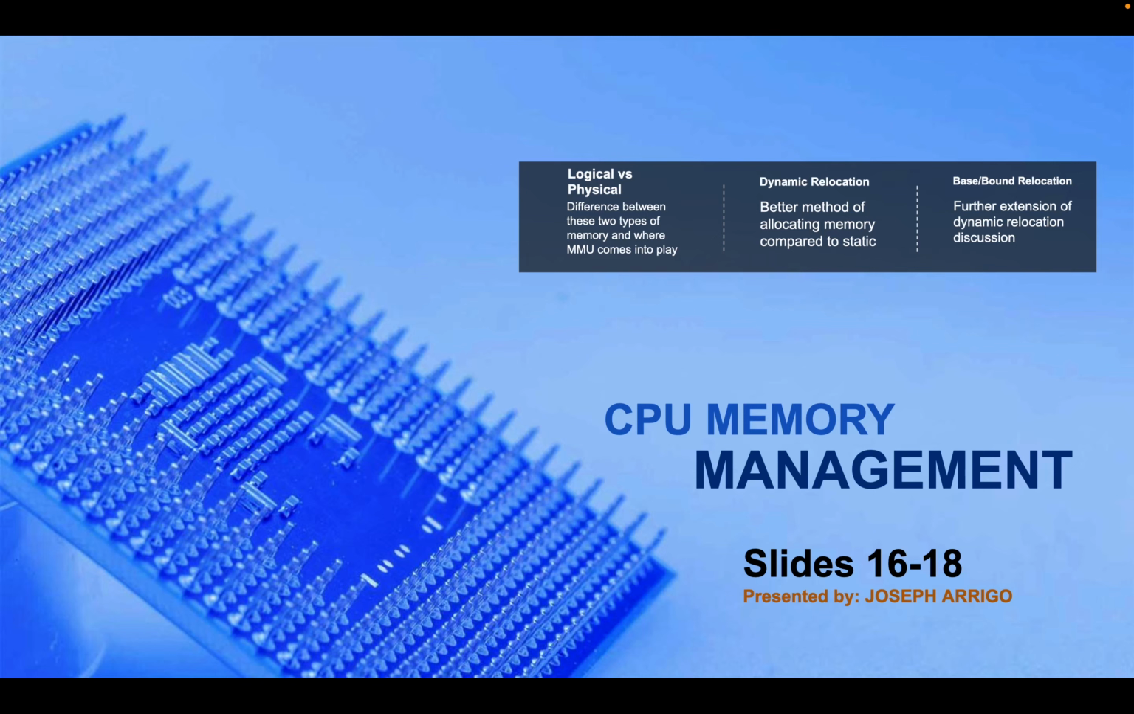And the next segment is CPU memory management, which will be discussed by Joseph Arrigo. Hi, I'm Joseph Arrigo, and over these next few slides I'll speak briefly about how the processor manages and interacts with memory on a physical level.